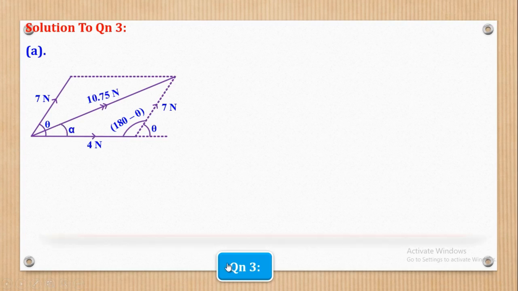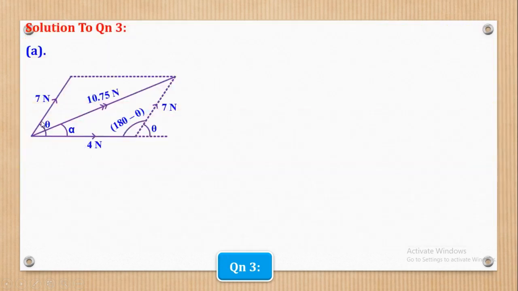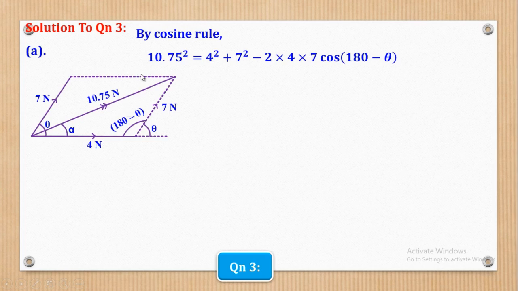Now the question said, find the value of theta. First thing, they want you to find the value of this theta. What we are going to do is use the cosine rule, since we know this and this angle. So by cosine rule, 10.75 squared is equal to 4 squared plus 7 squared minus 2 times 4 times 7 times cos this angle, which is 180 minus theta.